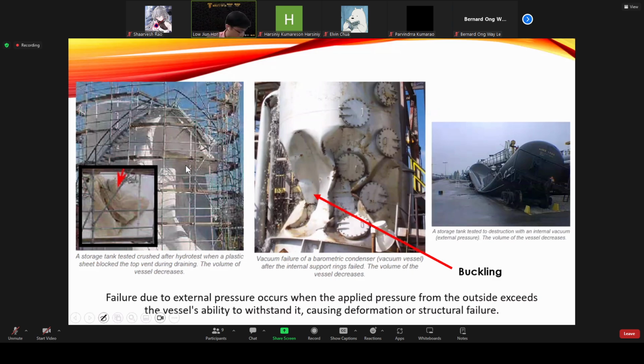This is what we call buckling. Here is the outer surface of the pressure vessel. Because the thickness of the pressure vessel here is not thick enough, and the compressive force outside the vessel is bigger, it compresses the outer surface and deforms the pressure vessel. This deformation is known as buckling. This one is also buckling. So it's very important to design the thickness of the pressure vessel properly and correctly to make sure it can be safely operated.